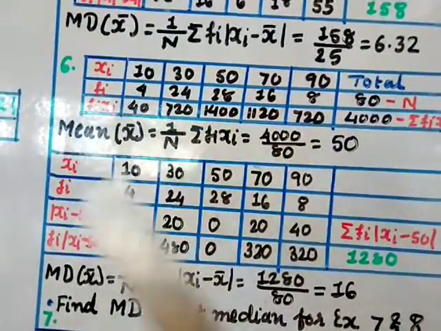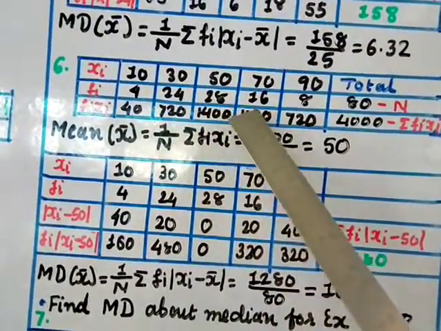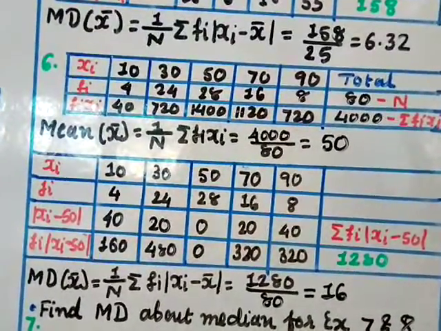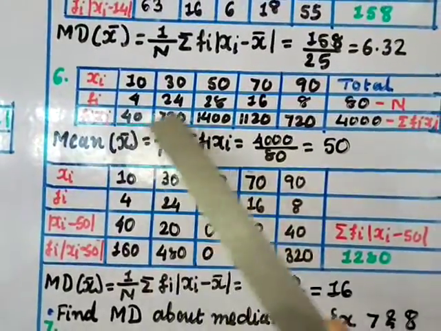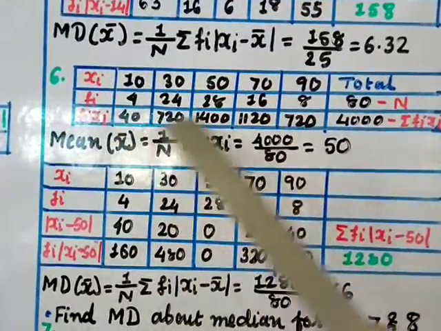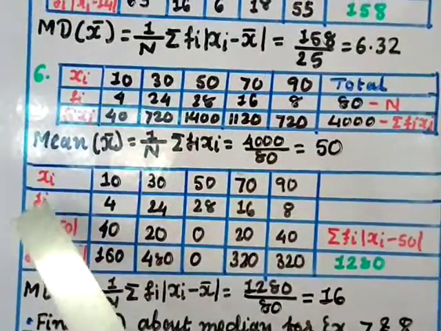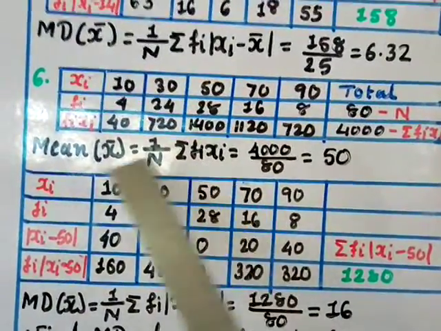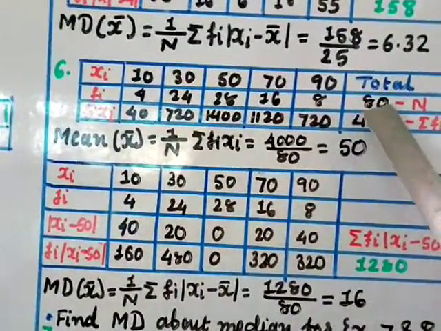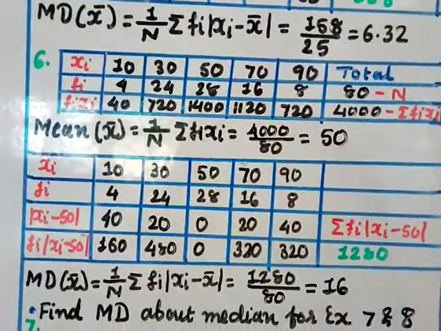You have to find capital N, the sum of the frequencies. Adding 4 plus 24 plus 28 plus 16 plus 8 gives you 80. That is capital N, or you can call it sigma fi, but we write it as capital N. Also find the sum of the fi xi column to get the mean; the total gives you 4000. This is the value of sigma fi xi. Now we find the mean: x bar equals 1 by n sigma fi xi, which is 4000 divided by 80. When you divide, you get 50. Now we have to find the mean deviation.